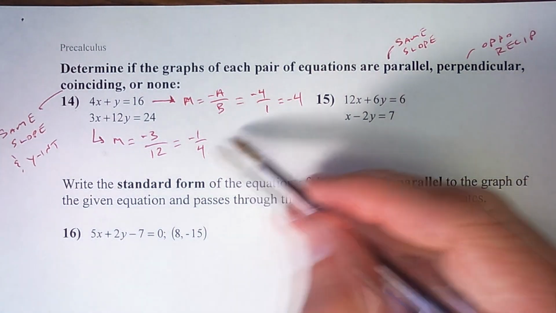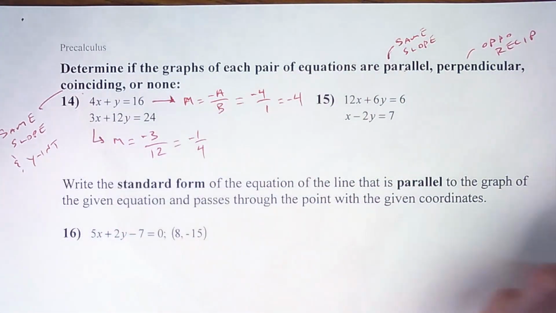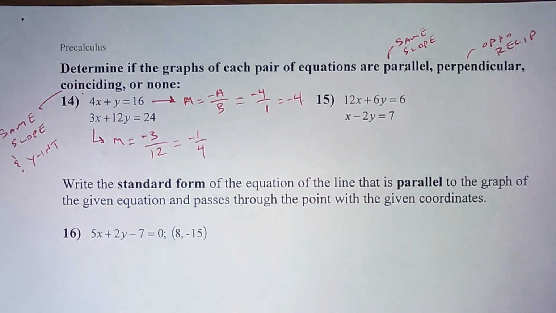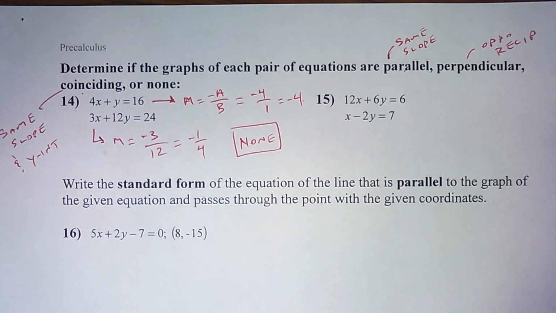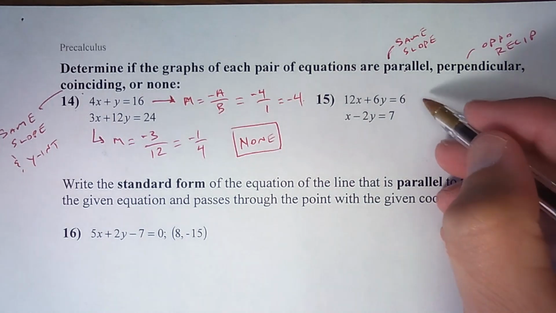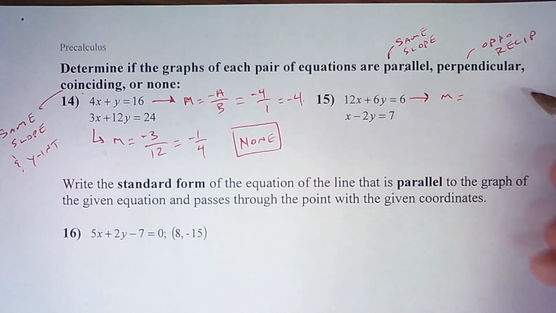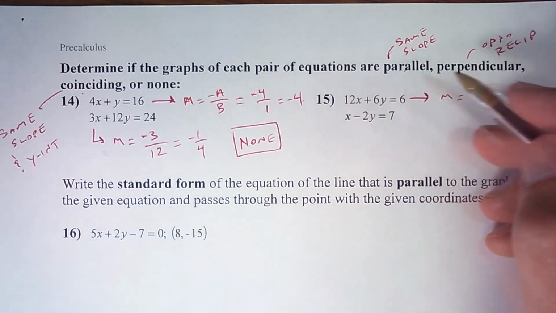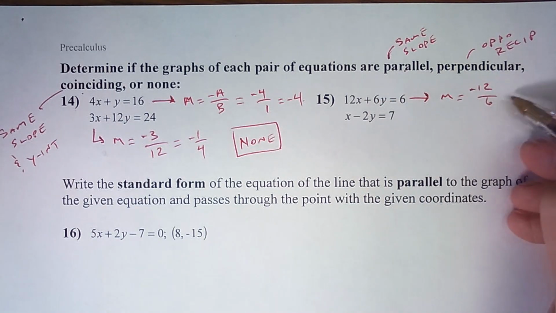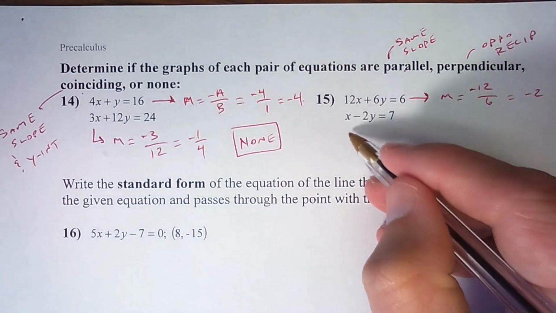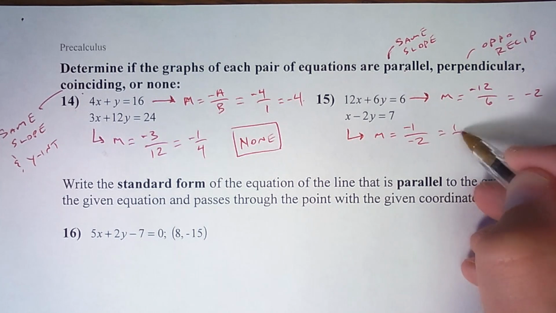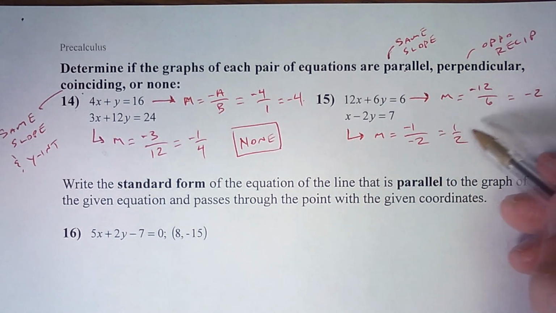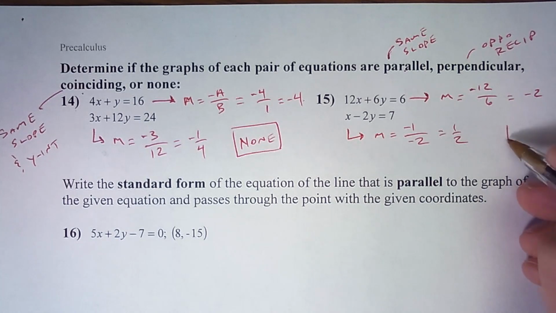All right, so these are not the same, so they're not parallel or coinciding. They are reciprocals, but they're not opposite signs, so it's not perpendicular. So these lines are none of those, which means it's a pair of intersecting lines that do not form a right angle. M here is opposite of 12 over 6, which is -2. And here, M is opposite of 1 over -2, which is 1/2. These are opposite signs and reciprocals, so these lines are perpendicular.